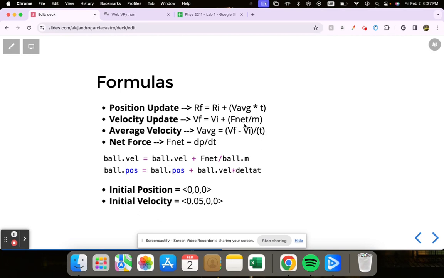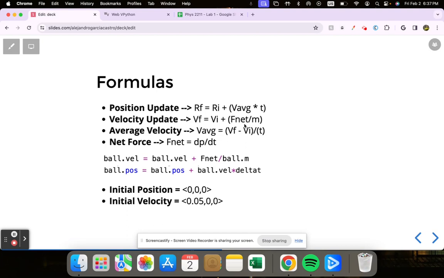The formulas we're going to be using today are the position update formula, which is final position equals initial position plus average velocity times t. We're also going to be using the velocity update formula, which states the final velocity is equal to initial velocity plus F net over m times t. And if we remember that F net equals ma, then ma over m is equal to a, so the change in velocity is equal to acceleration times t.